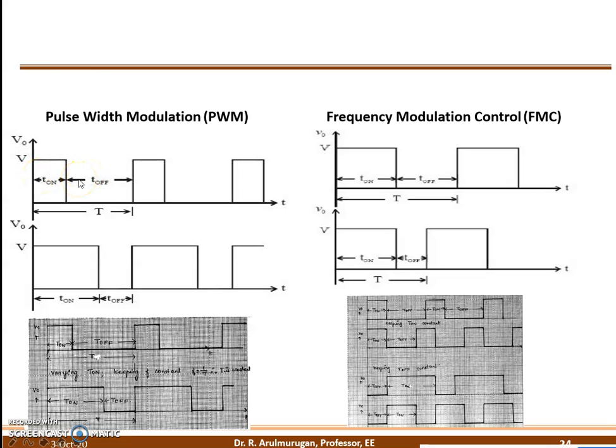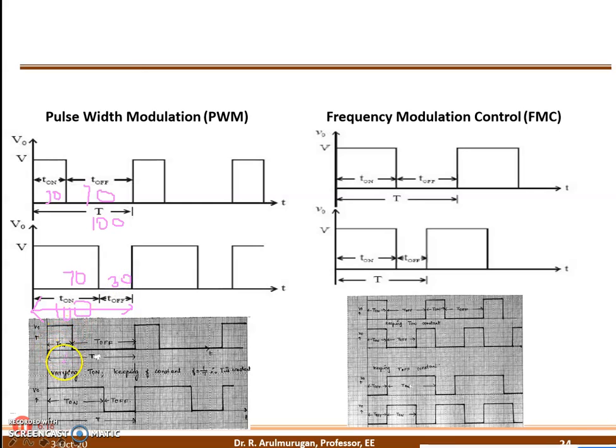For example, in the circuit, the total time is 100. What is the on time? On time is 30. So if 30 is the on time, what is the off time? The total is 100, 30 is on time, so off time is 70. Same, you have seen in another circuit, the total time 100 never changes. Now the on time is increased to 70. What is the remaining? 30 is the off time.